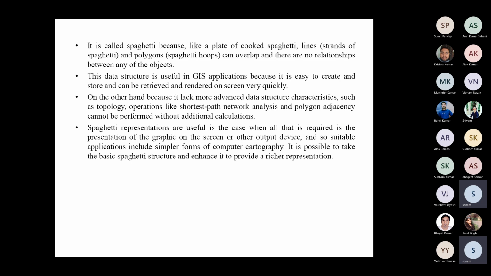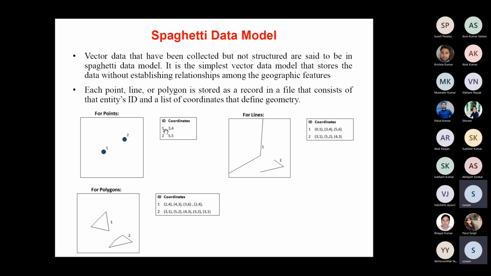So in the examination, if a data set is given to you, with some point, line and polygon, and the question is to give the spaghetti data model of this data set, what will you do? You will create just 3 tables. Table 1 for point, table 2 for line, and table 3 for polygon. In each, you will draw 2 columns, the first one for the ID, the second one for the coordinates. That's it.